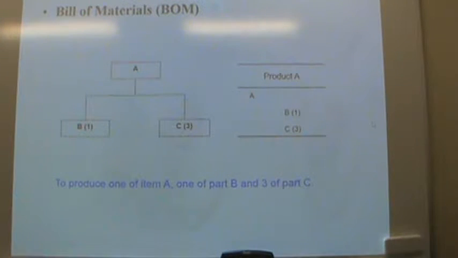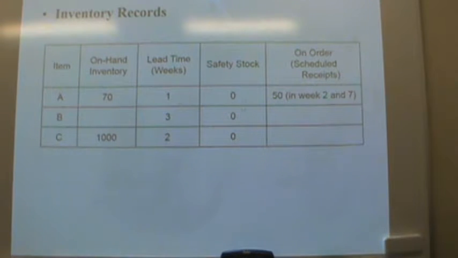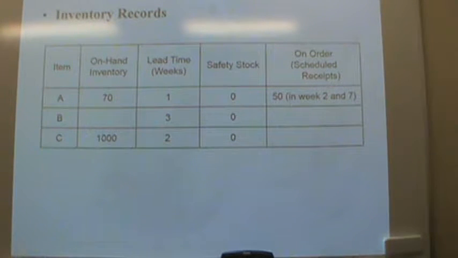The bill of material shows the structure. To produce final product A, we need 1 B and 3 C parts. The inventory record file shows final product A has 70 on hand. Lead time is 1 week. There is no safety stock. On order, scheduled receipts are 50 in week 2 and 50 in week 7.